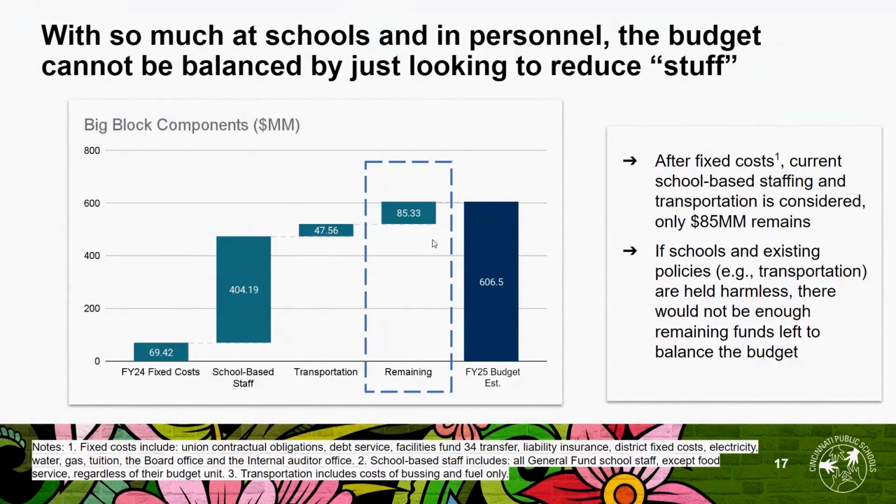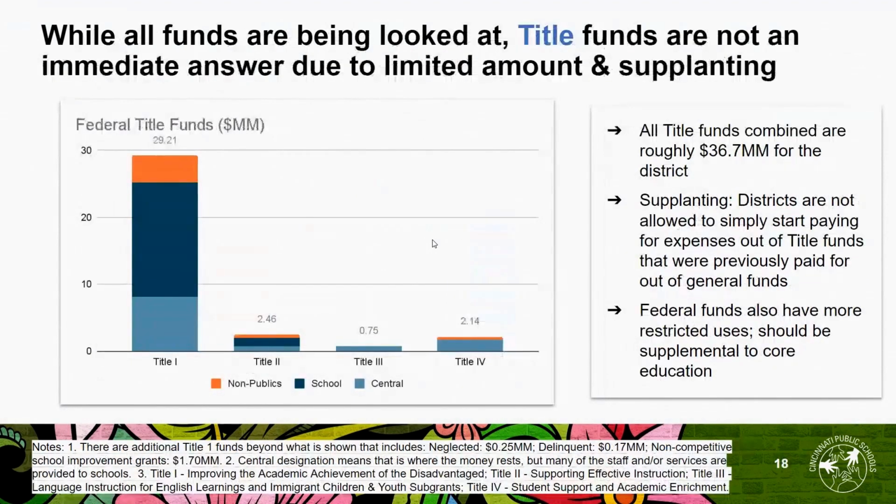The other thing we want to acknowledge is that the general fund, as Mr. Gustin mentioned earlier, is not the only source of funds that we have. So next slide, Rob, will show us our biggest source of other funding typically for schools, which is our federal title funds. These are funds that the district receives to support specific student populations, Title I being the biggest of all of these. But a few quick takeaways. The first is all of our title funds combined are just under $37 million. So even if we could, and we can't legally, take all of these dollars and repurpose them to cover part of that budget gap, it is not enough to fill the whole bucket.